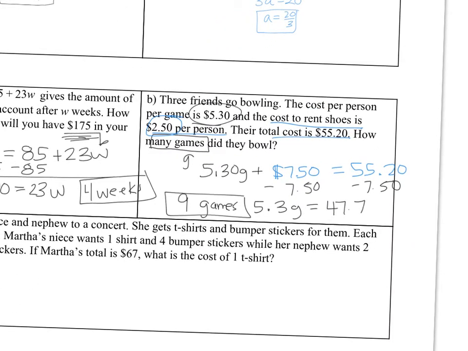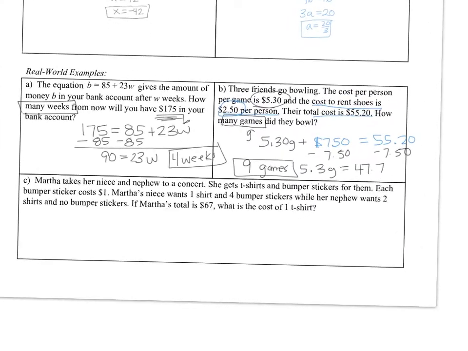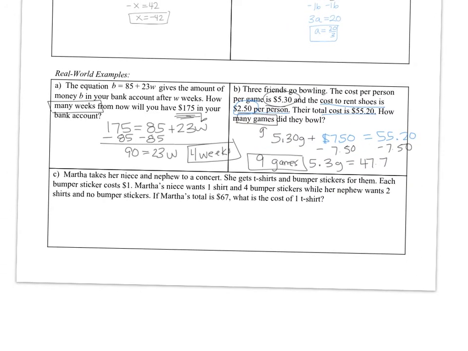And then the last one, Martha takes her niece and nephew to a concert. She gets t-shirts and bumper stickers for them. Each bumper sticker costs $1. Martha's niece wants 1 t-shirt and 4 bumper stickers, while her nephew wants 2 shirts and no bumper stickers. If Martha's cost is $67, what's the cost of 1 t-shirt? So this is our variable, cost of a t-shirt. We'll let that be T. We know that a bumper sticker is $1. So we're going to represent the total is 67.